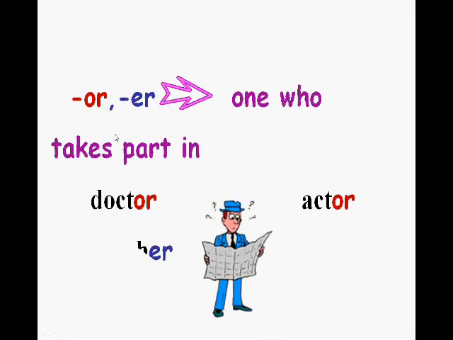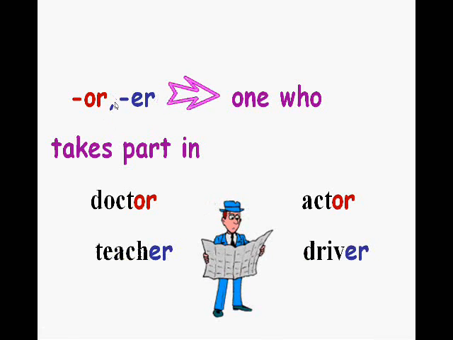Also, another two suffixes, which I think you know very well, are or and er, okay? And they mean one who takes part in, okay? So when I say or or er at the end of the word, it means that I'm talking about a person. Like doctor, actor, driver, teacher, okay? And I think you know these suffixes very well, okay?